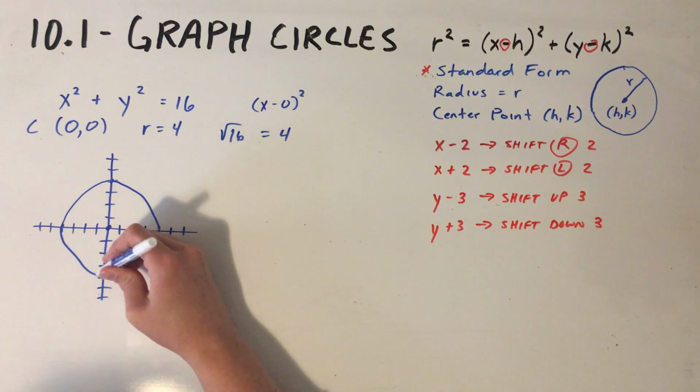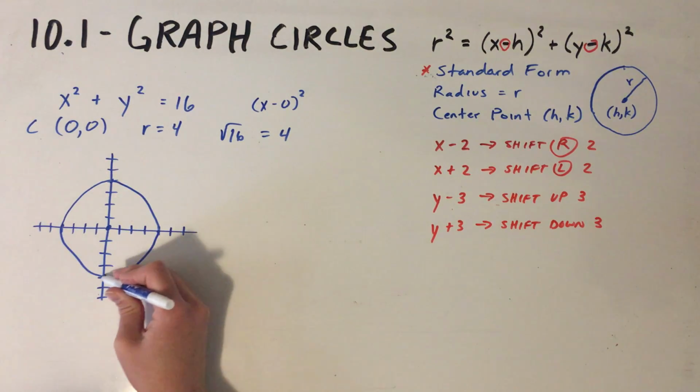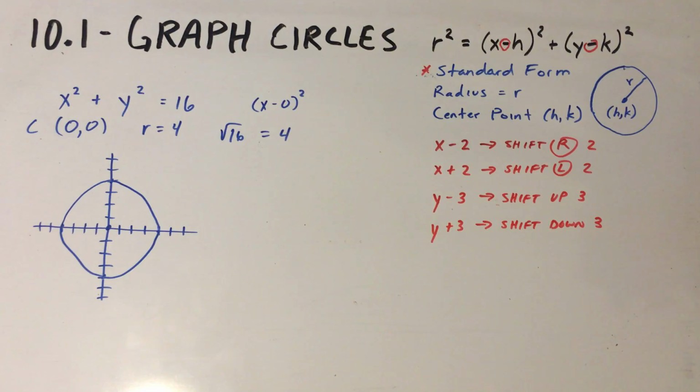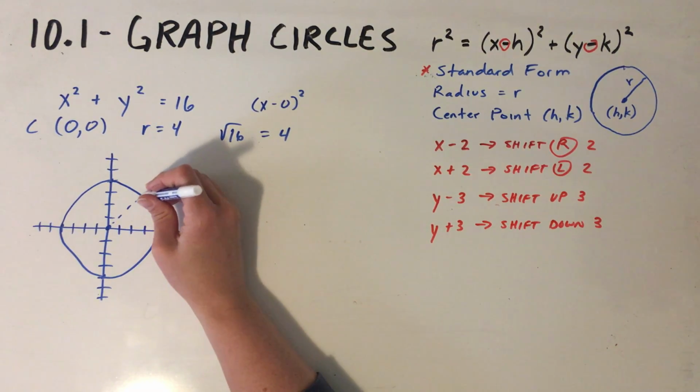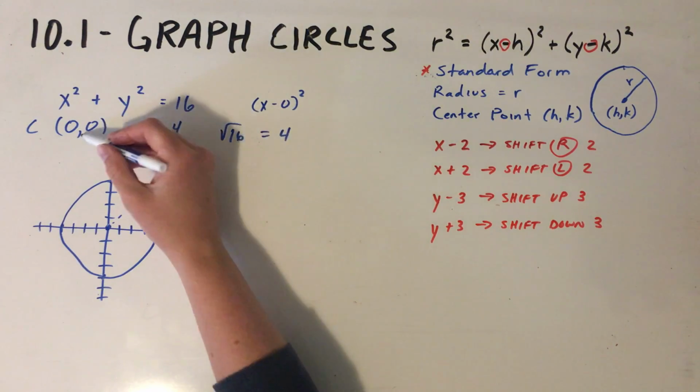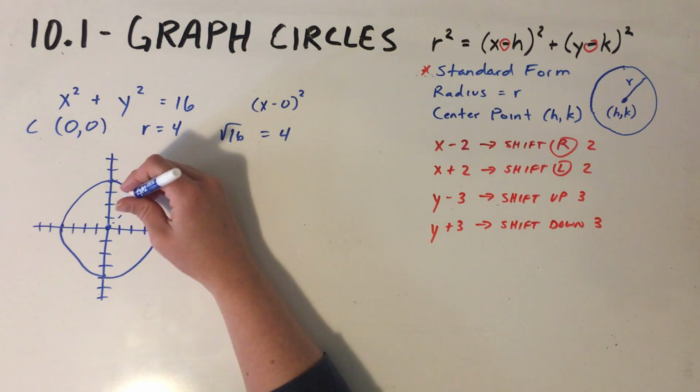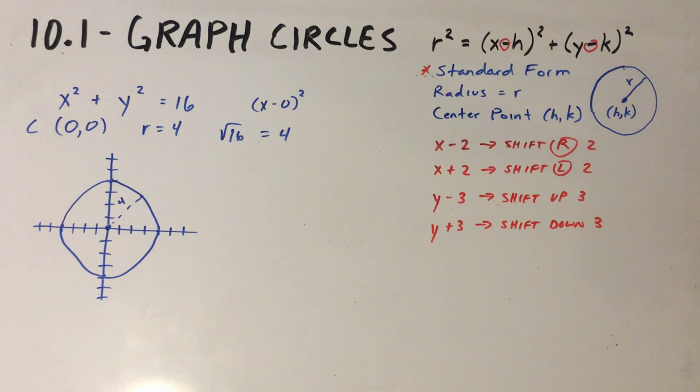That was going to be a pretty good circle until I got over here. Anyway, this is what this circle would look like. From this center of 0, 0 to any point on the outside would be 4 units. Okay, that's what this says.